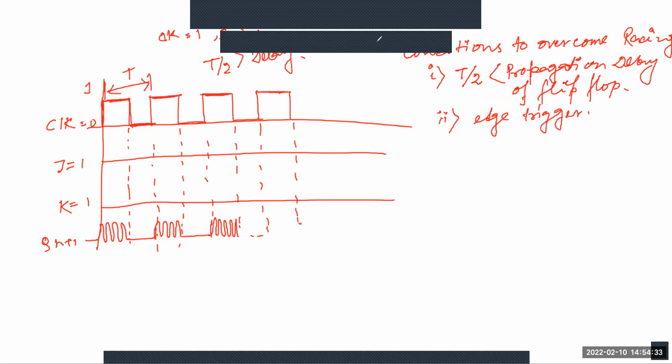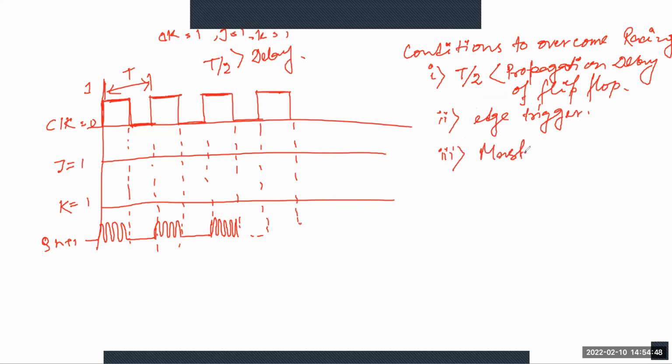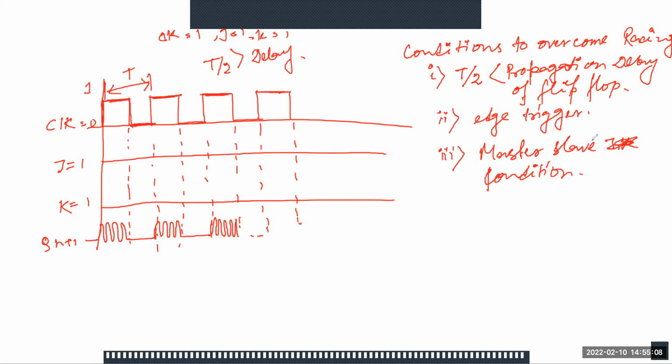You already know the edge triggering and the level triggering concept. So you should follow the edge triggering to overcome the racing. And the third one is the master slave condition. Okay, do you have any doubt about the racing condition or the race around condition, and how to overcome all these things?